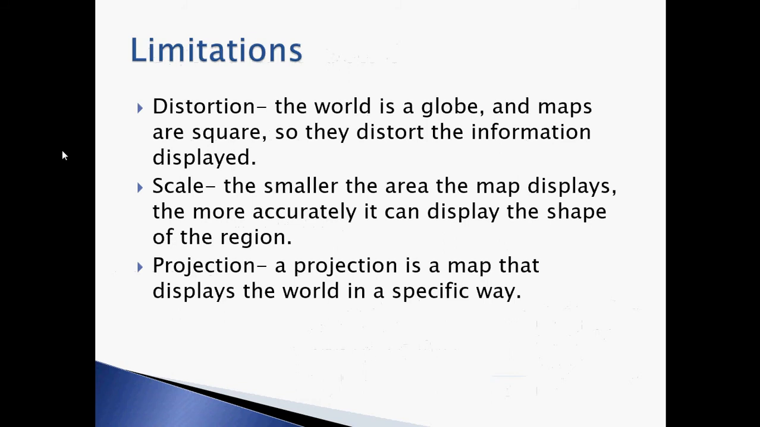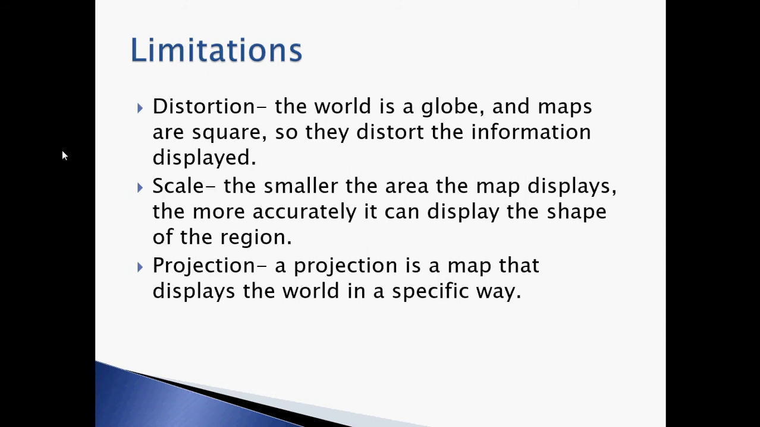Maps are limited. They are certainly not without problems. The major ones that we're going to be talking about are distortion, scale, and projection. Distortion is, if you can understand this, the world is a globe. Maps are not a globe. They're square and they're 2-dimensional.